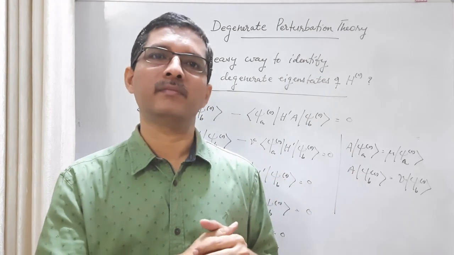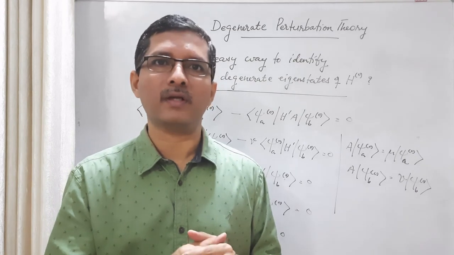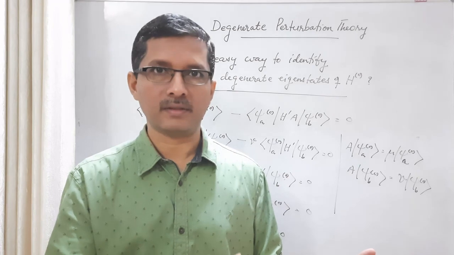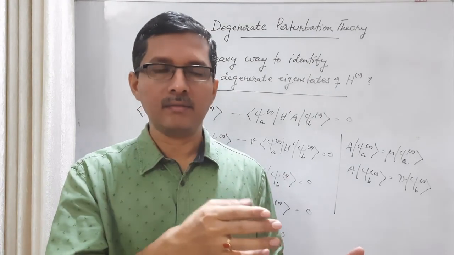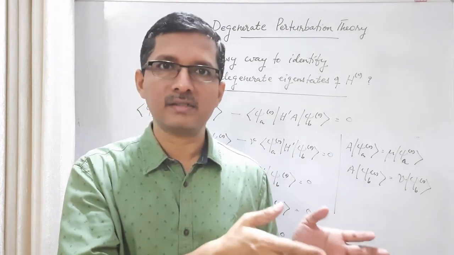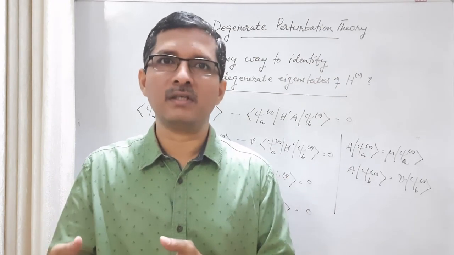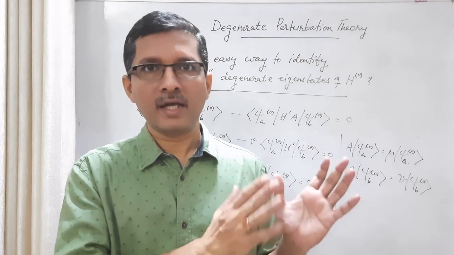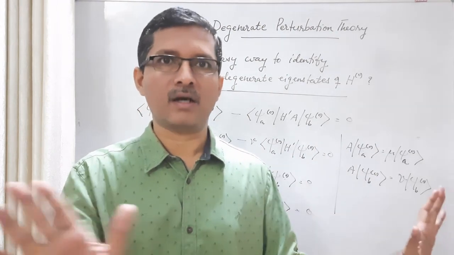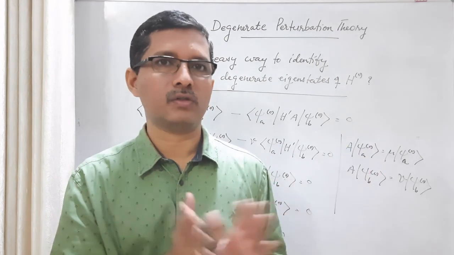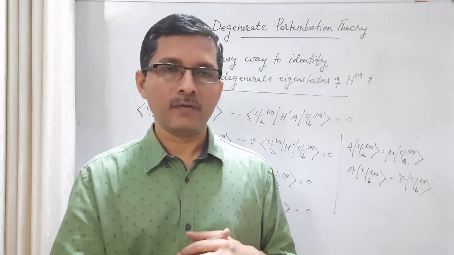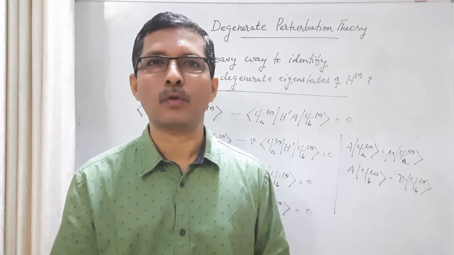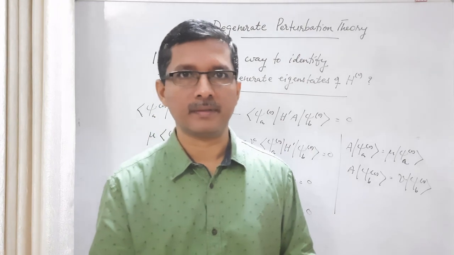Most of the time we are able to identify such an operator. The eigenstates of that operator A are non-degenerate eigenstates of A, and they are also degenerate eigenstates of the unperturbed Hamiltonian H0. So the eigenstates of this operator A will be the correct set. That is the idea, the correct choice of eigenstates. Now we have to apply this idea in different problems, so we will discuss a few problems using degenerate perturbation theory. Thank you.